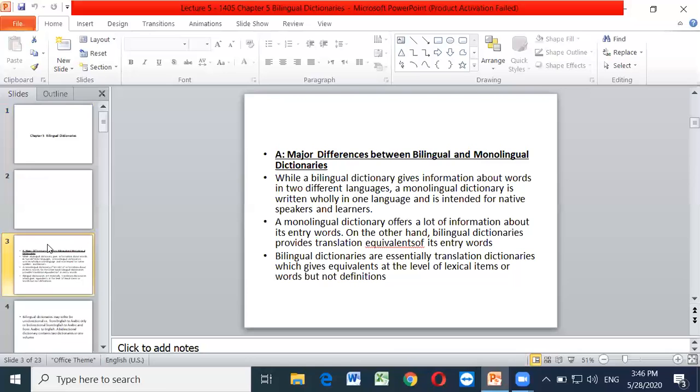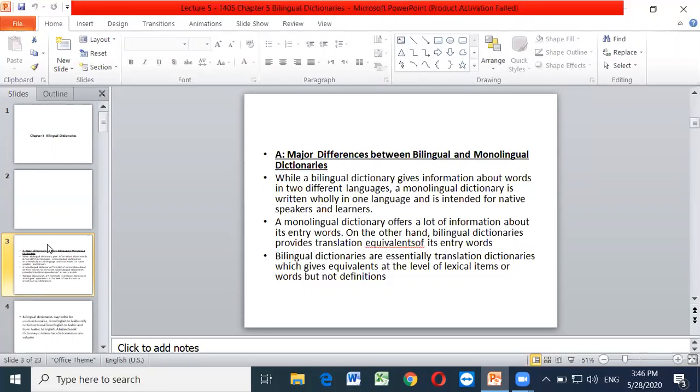As it indicates from the name, a monolingual dictionary is a dictionary which is wholly in one language, and that is the English language. A bilingual dictionary, on the other hand, is a translation dictionary, which consists of two languages. While a bilingual dictionary gives information about words in two different languages, a monolingual dictionary is written wholly in one language and is intended for native speakers and learners. This is the first difference.